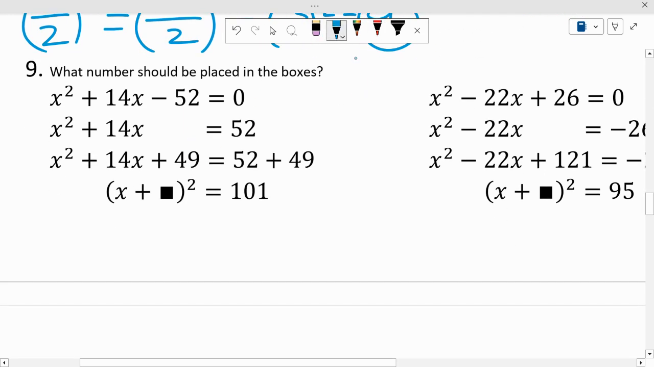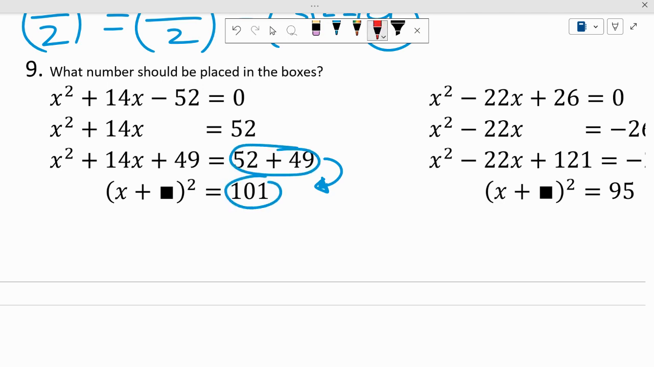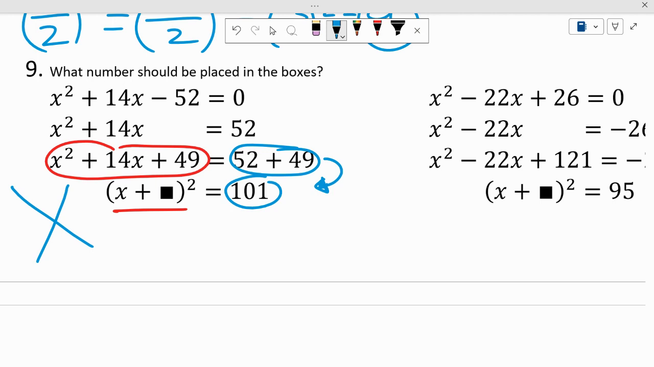Number 9. What number should be placed in the boxes? Well, let's analyze this. From this step to this step, what changed? So they added these. That's pretty obvious. Over here, they changed the trinomial into the factor form. How do you factor a trinomial? You use the x method. So they want you to use the x method to find what number goes in the box. 49 goes on top. 14 goes on bottom. What are the two numbers that multiply to 49 but add to 14? 7 times 7. So that means 7 goes in the box.